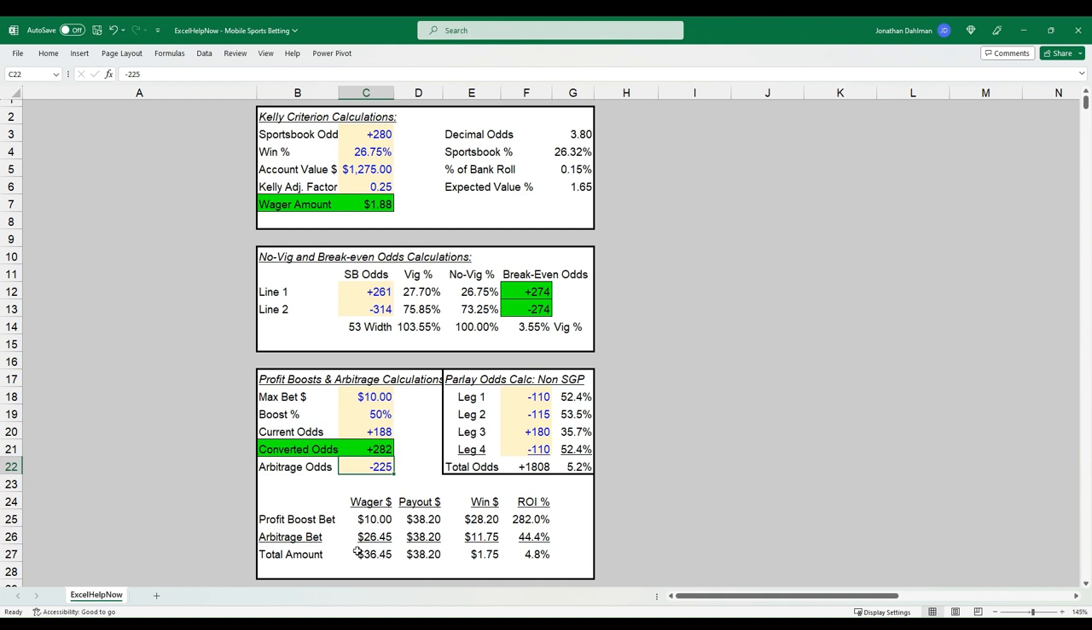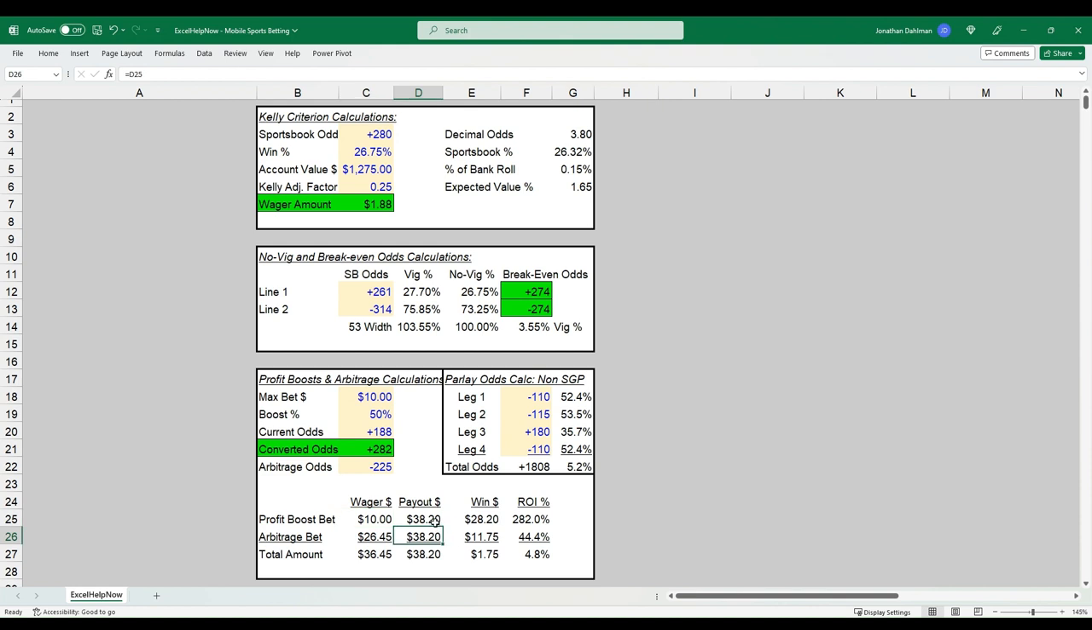So I plug this in. I have the math down here. We can see that we have the $10 wager. That's our max bet. So you always, always max out your profit boost. If it's $10, if it's $50, use all of that profit boost. That is the optimal way to bet on those.